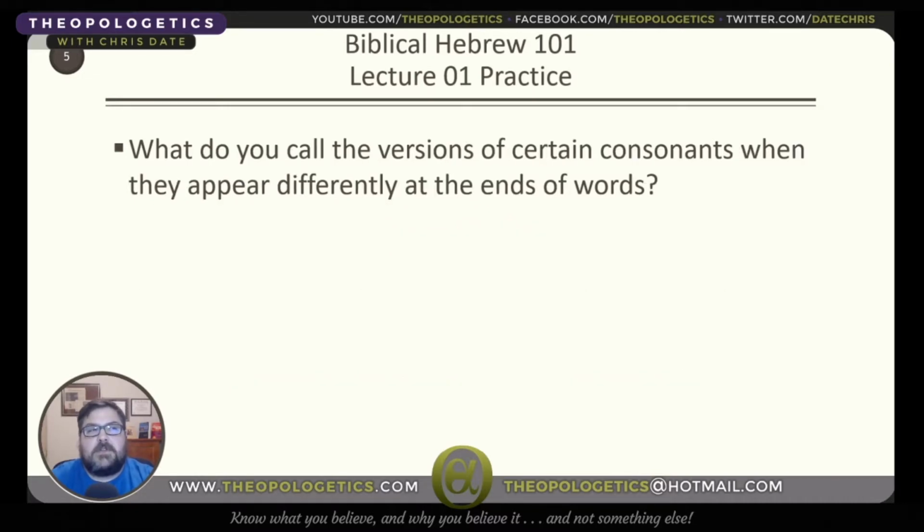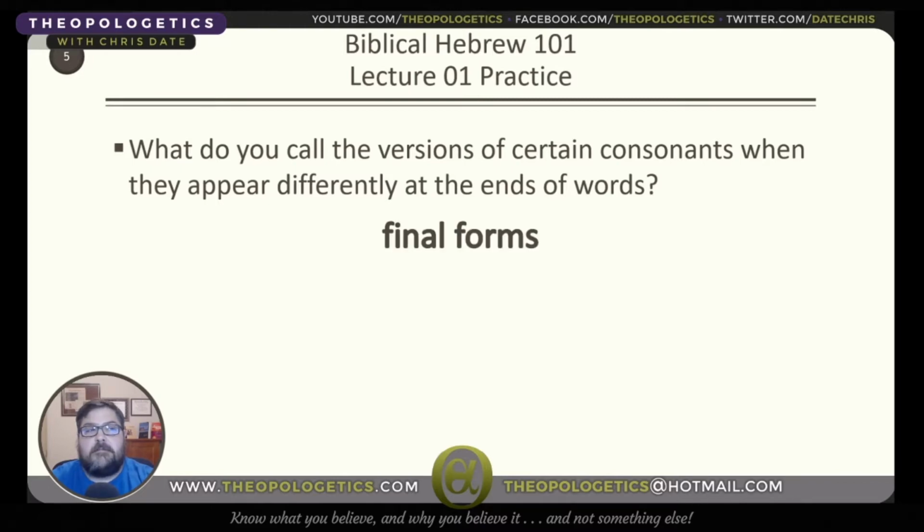What do you call the versions of certain consonants when they appear differently at the ends of words? So remember, in lecture 1, I introduced you to a category of consonants that appears differently at the ends of words than elsewhere in words. Do you remember what we call those versions of those consonants?